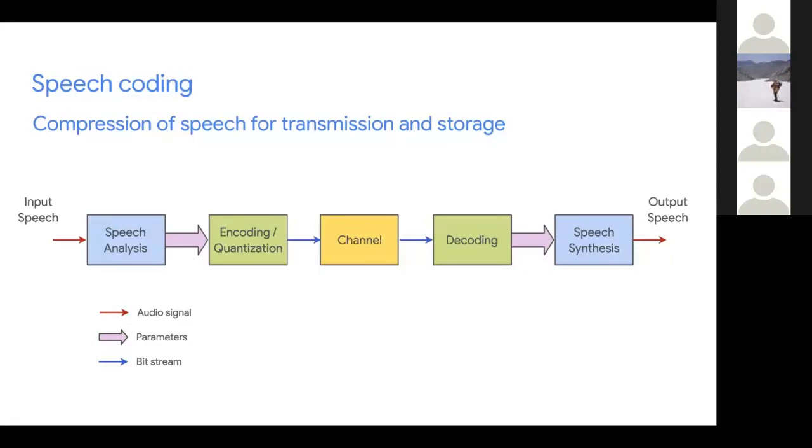The channel could modify it, and it's very likely that these bits will be corrupted. In the decoding part, when you convert these bits back to parameters, you can take care of error correction and control of the lossy channel, if there is one. The decoded parameters are of course not exactly the same as the ones we got from the analysis, because there is a degradation step, or maybe two: the quantization errors and maybe the channel errors. But in the end, the decoded speech comes out from the speech synthesis. So this entire chain is called the coding chain.